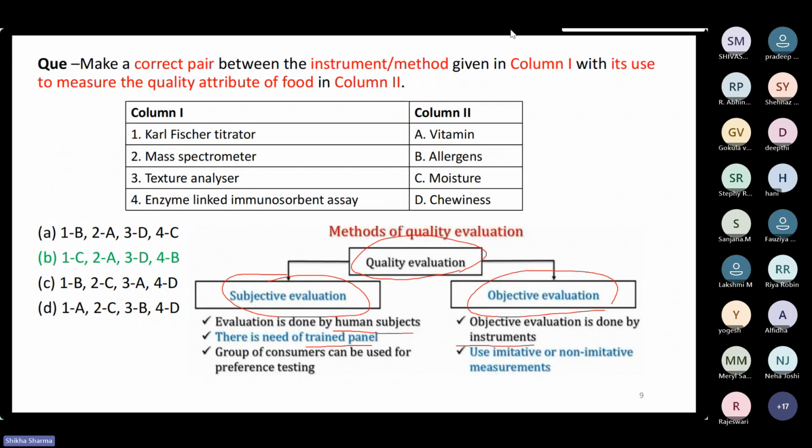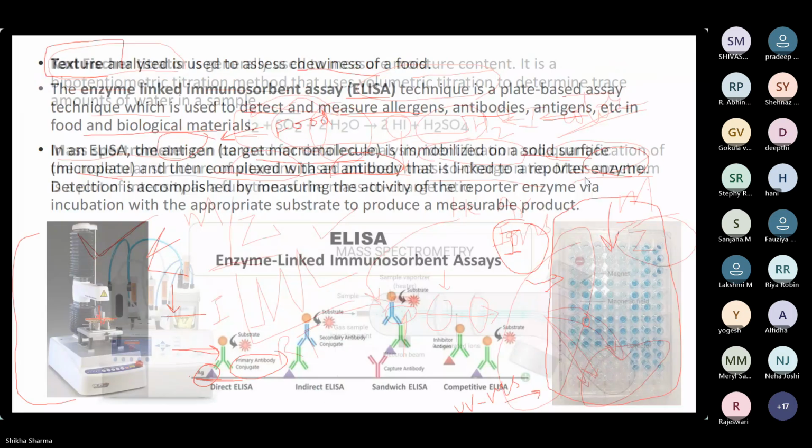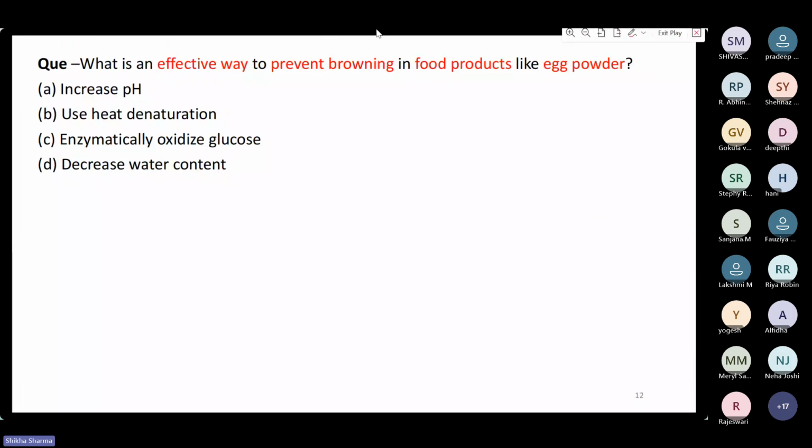So here we were. The Karl Fischer titrator is measuring the moisture. Then MS is measuring vitamins. Then the texture analyzer is measuring the chewiness. And last is ELISA, which measures how much allergen is present. So B is the correct answer here. Let's move to this question.